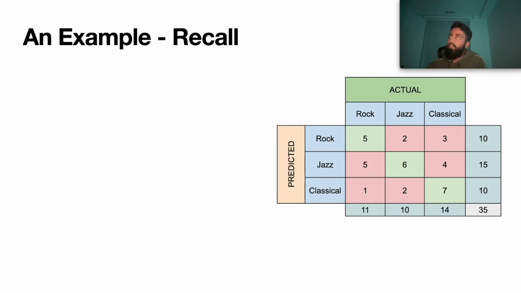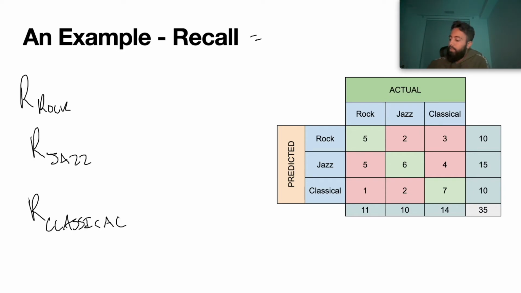0.533. Now let's take a look at the recall. So the recall is similar to the precision, except this time instead of looking at the values along the rows, we're going to look at the values along the columns. In this case, we're going to see the values that our model predicted correctly and compare them against the amount of values that actually belong to that class. Again, we're going to have a recall for rock, a recall for jazz, and a recall for classical.